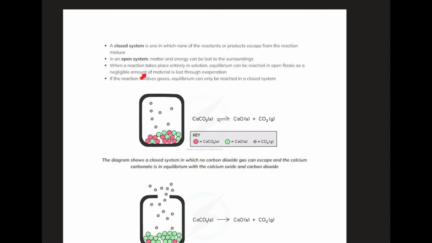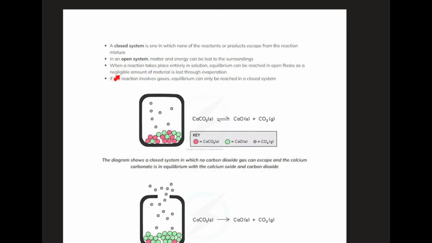When a reaction takes place entirely in solution, equilibrium can be reached in an open flask as a negligible amount of material is lost through evaporation. If the reaction involves gases, equilibrium can only be reached in a closed system. So they are trying to tell you two situations. If the reaction takes place in solution, equilibrium can happen in an open flask because the solution does not evaporate.